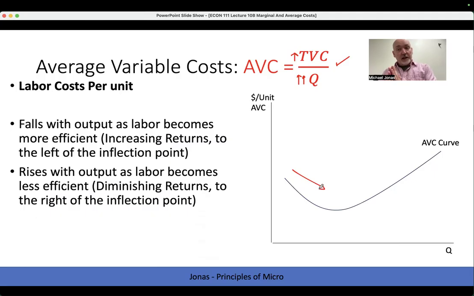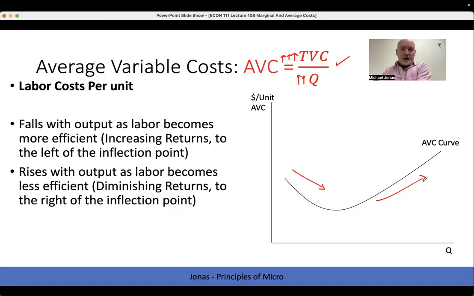Then, once we hit that inflection point, you keep going, you keep hiring that additional worker, you keep paying them the same wage, but you're getting less and less additional output. And now, put three up arrows in the numerator, our costs are rising faster than output because output is slowing down. So the cost per unit is going to start to rise, and we're going to see that upward sloping portion of that U-shaped curve.